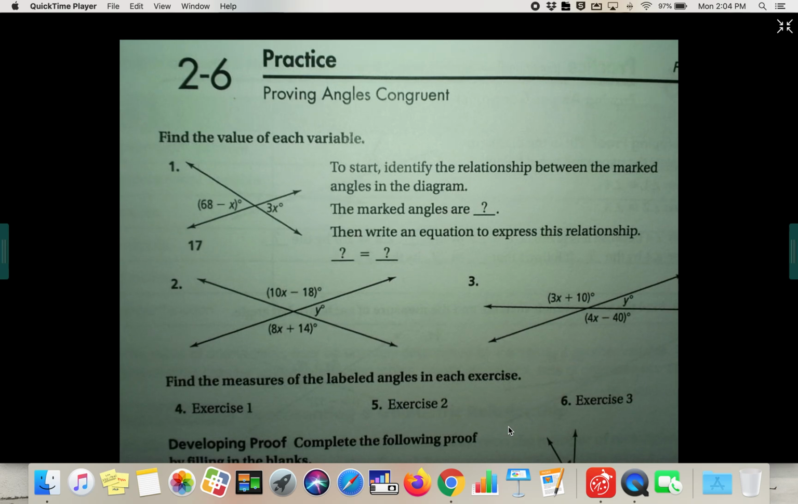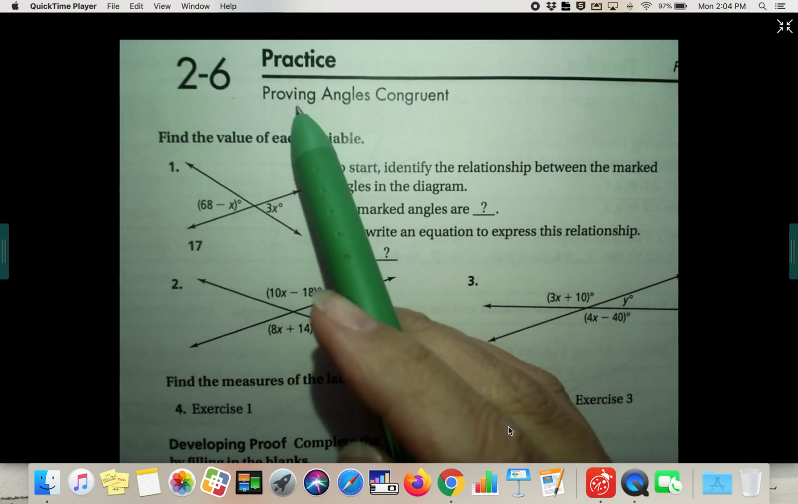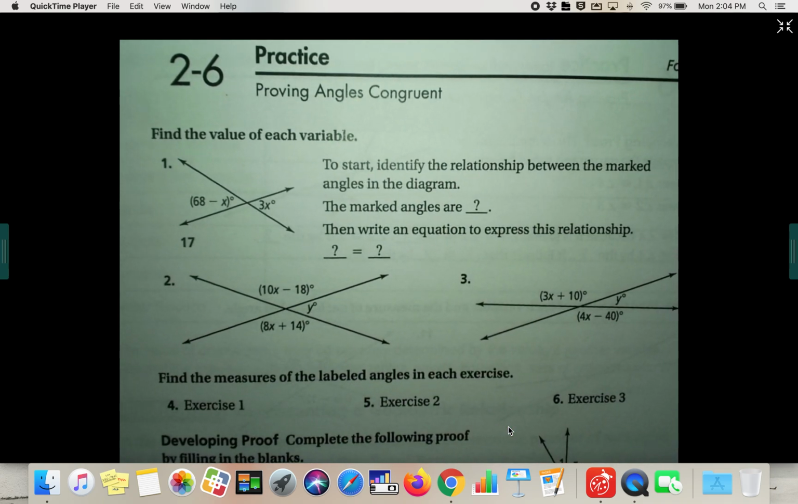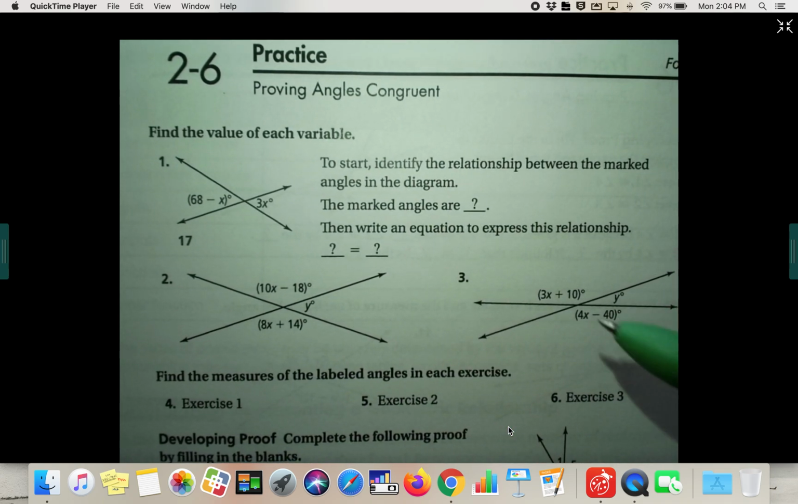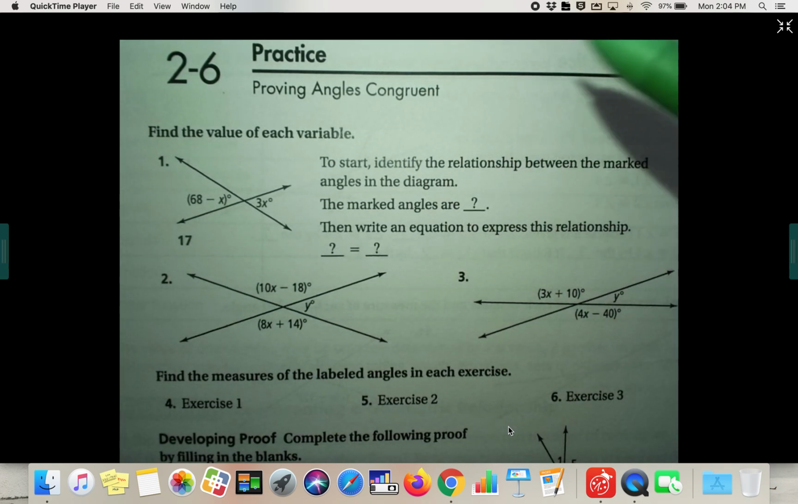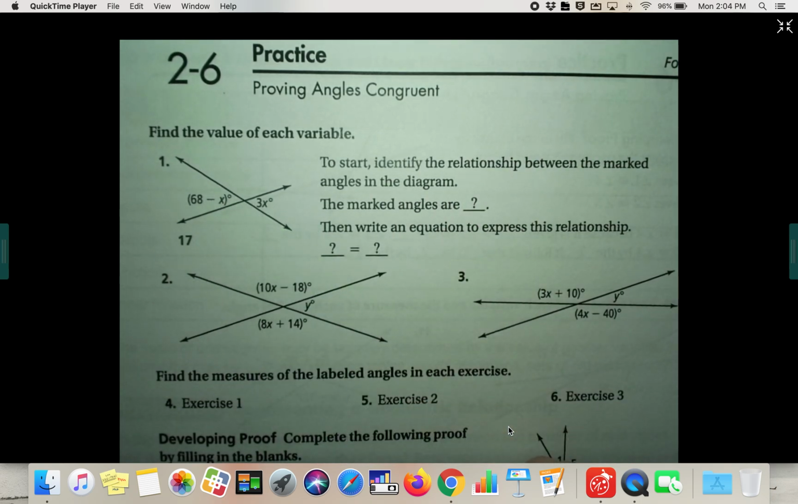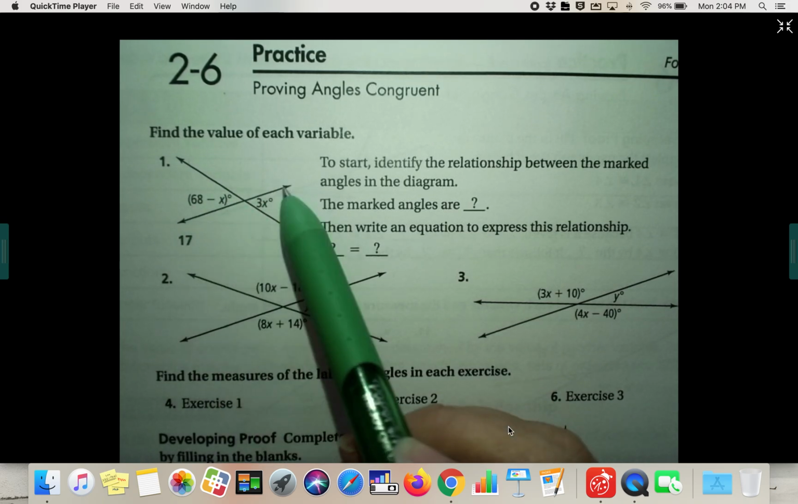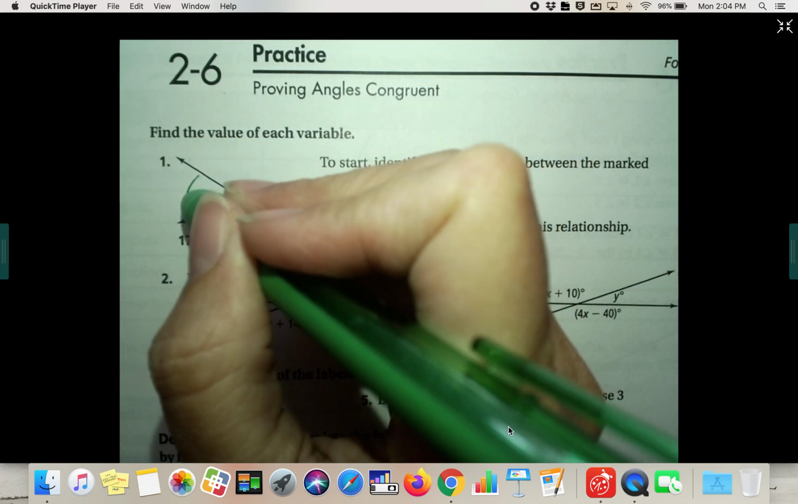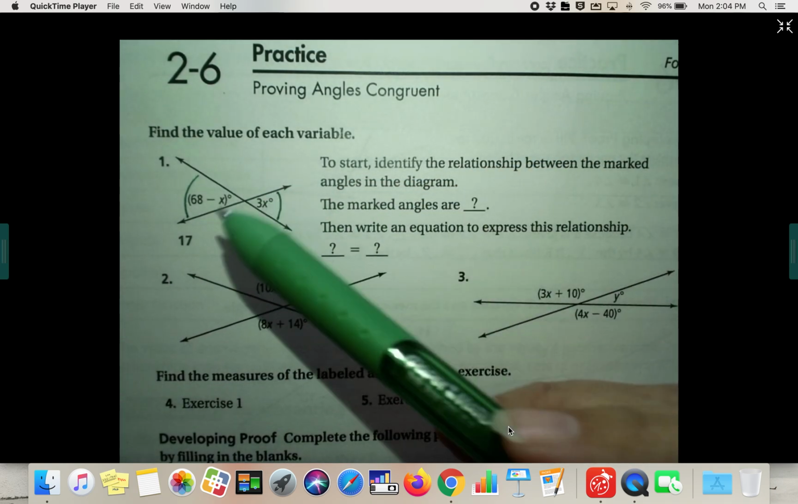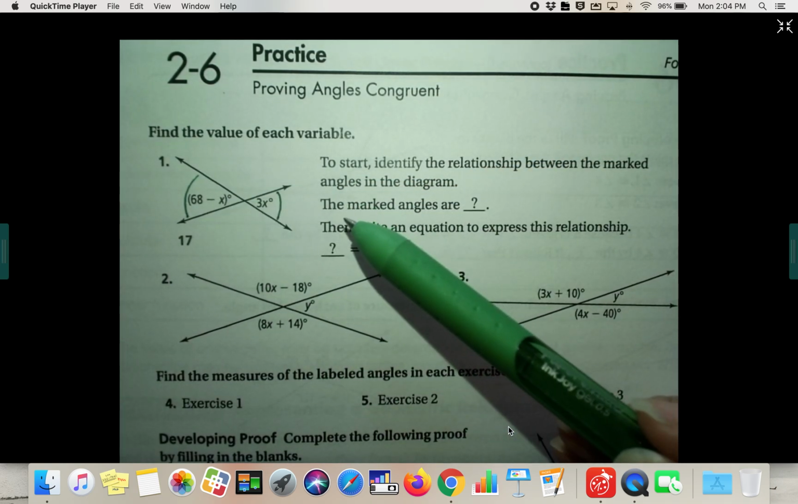For geometry 2.6, we're still proving things, and today we're going to prove angles are congruent. Number 1 says, first find the value of each variable. To start, identify the relationship between the marked angles in the diagram. This angle's marked and this angle's marked. What is the relationship between these two?